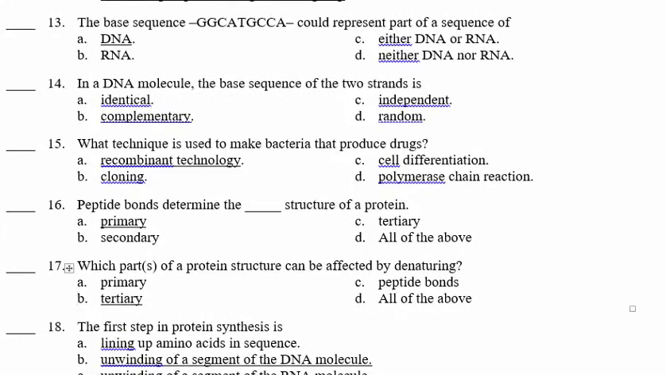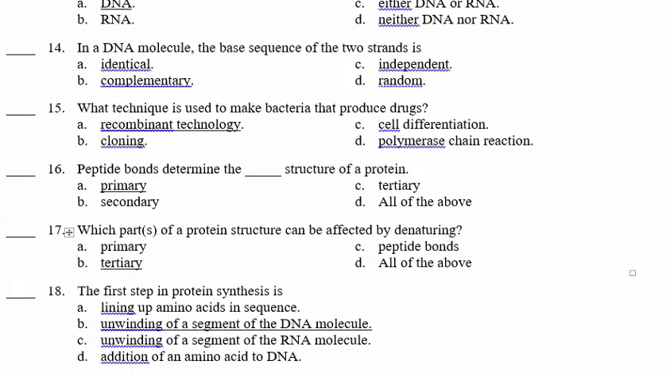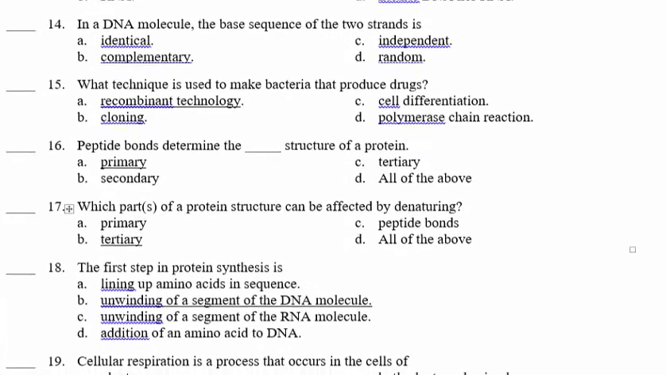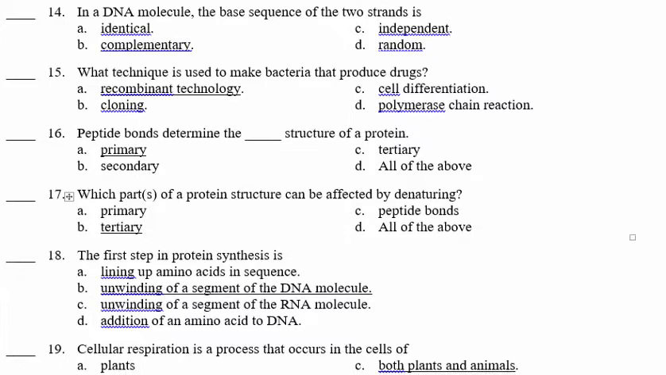15. What technique is used to make bacteria that produce drugs? Again, recombinant technology. They use bacteria because they reproduce in large numbers, forming large amounts of the drug, and it's done by recombinant DNA technology. 16. Peptide bonds determine the primary structure of protein.